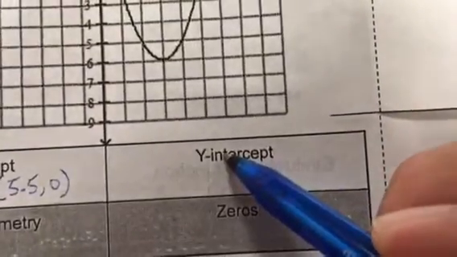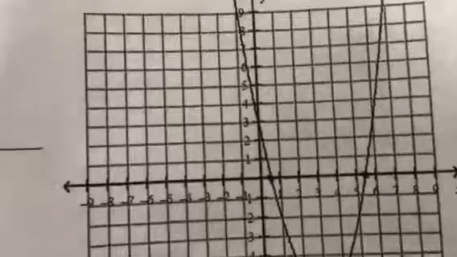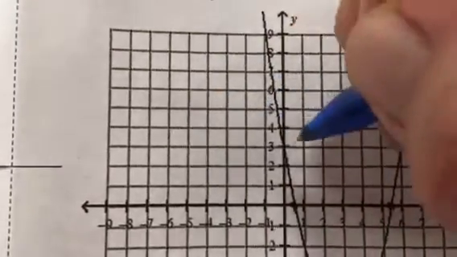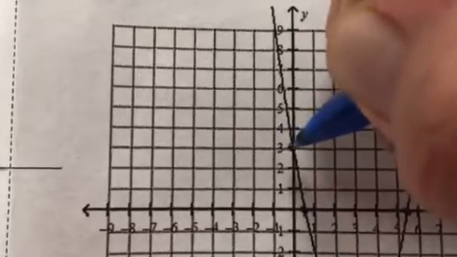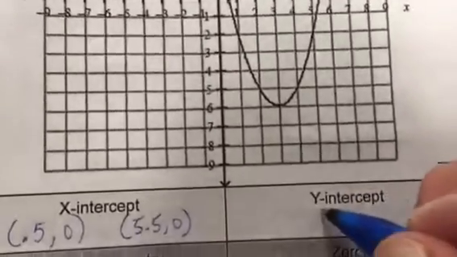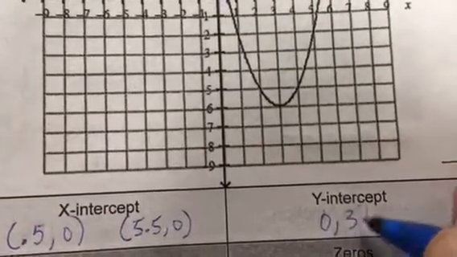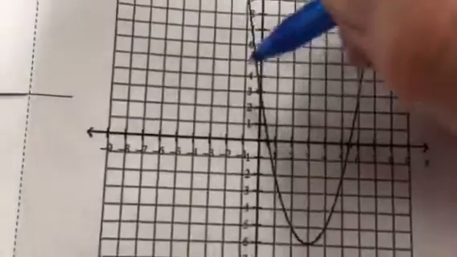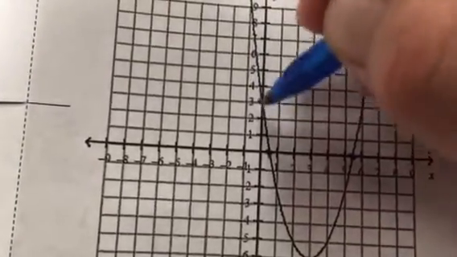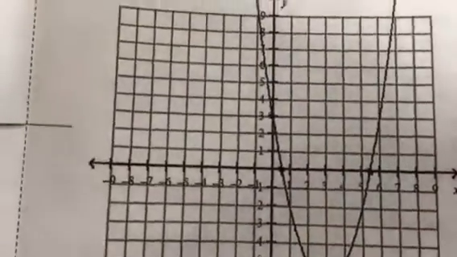Next, we want to find the y-intercept. The y-intercept's where it touches the y-axis. That is happening right here where y is 3. So our x, well, that's going to be an ordered pair because it's a point. So 0, 3. Very similar to a line. If this was a straight line going through here, that would also be the y-intercept because that's where it's touching the y-axis.